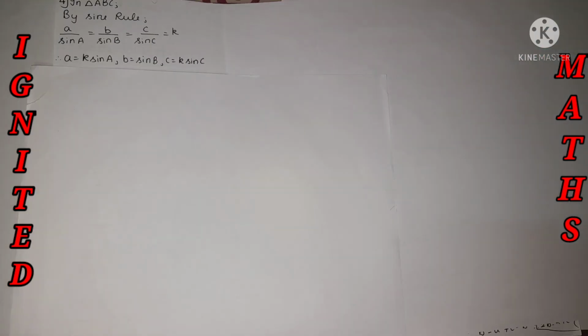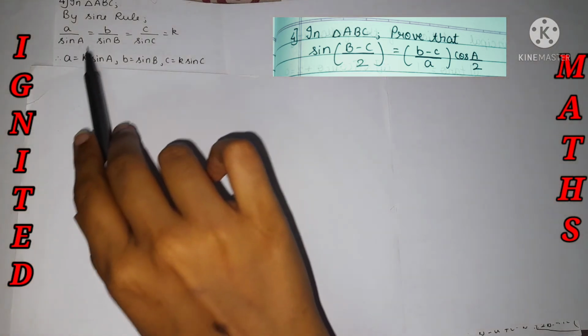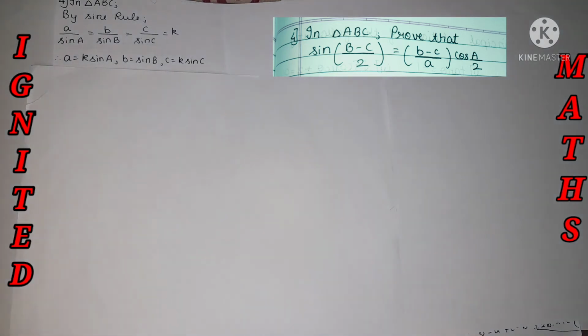Yes. Move to the fourth main question. In triangle ABC, we need to prove it from LHS to RHS or RHS to LHS. Over here, we are going to prove from RHS to LHS, and we are going to prove it with the help of the sine rule only. According to the sine rule, we know the formula: a over sine A is equal to b over sine B is equal to c over sine C.